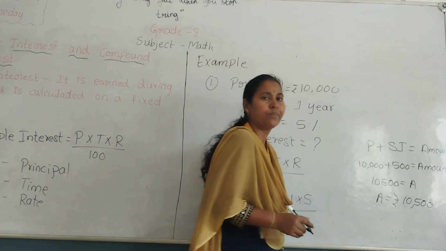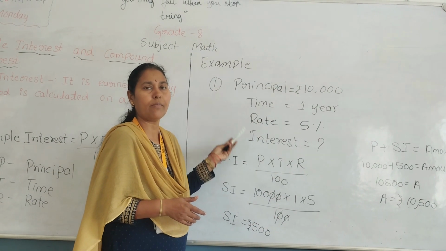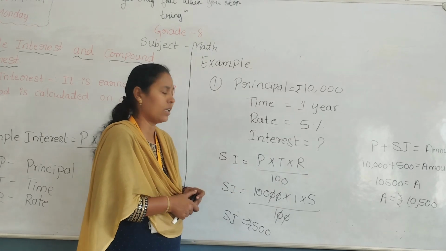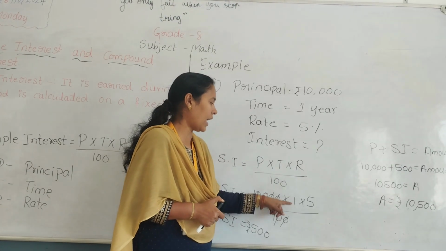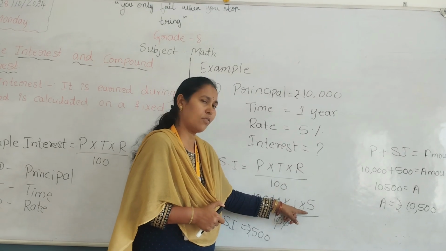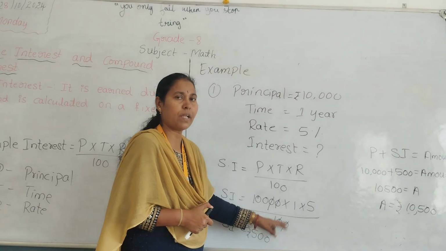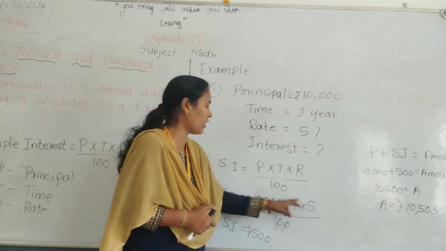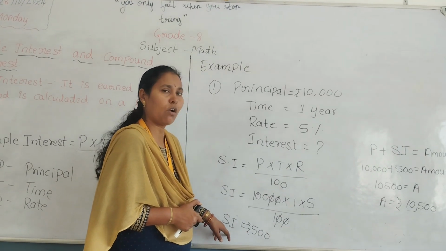10,500, children. Simple interest is principal into time into rate divided by 100. If the principal is given, we substitute the values: 10,000, time is 1 year, rate is 5 divided by 100. Then the last ones place and tens place, 0 0 cancel. 5 into 100 is 500. That is the interest, children. This is the interest we got.